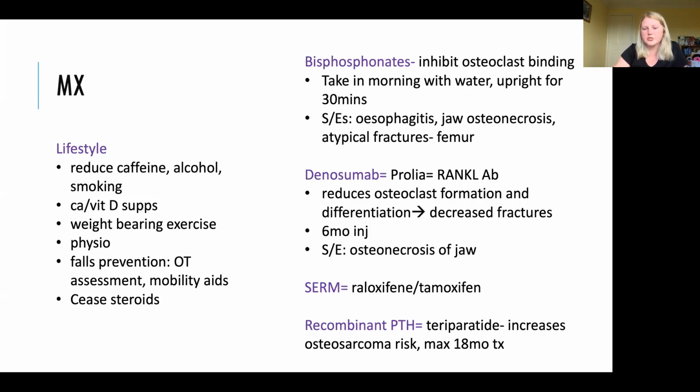Teriparatide is the last option that I've listed there. Despite it being recombinant PTH, it opposes the effects of PTH and therefore maintains calcium in the bones, but it does increase the risk of osteosarcoma, so we don't use that in the long term.